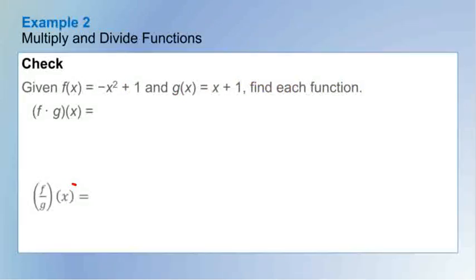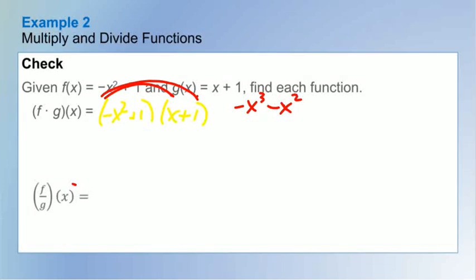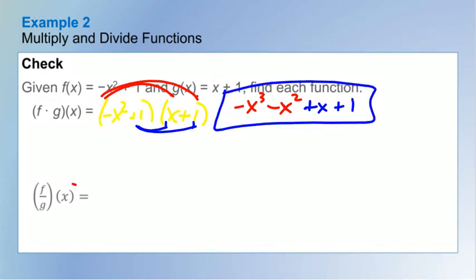Moving on to a couple more, multiplication and division. Here I have negative x squared plus 1 times x plus 1, distributes. That gives me a negative x cubed minus x squared, and then plus x and plus 1. Nothing to combine, so this would be my solution.